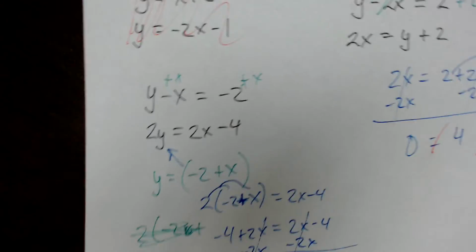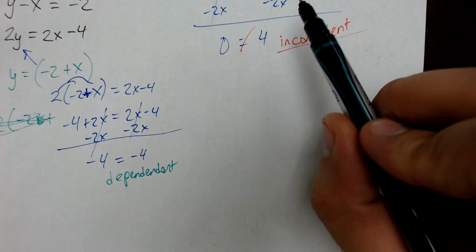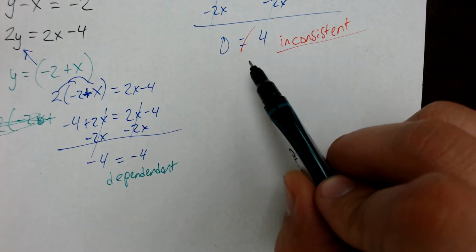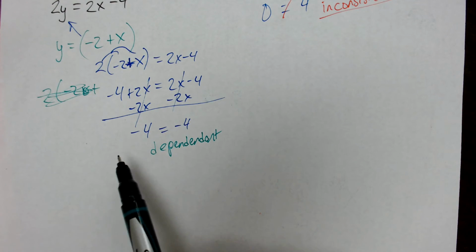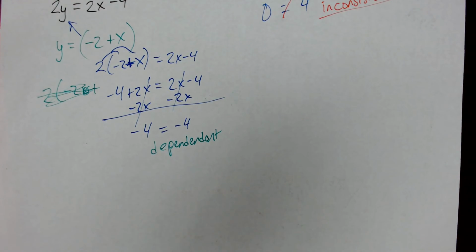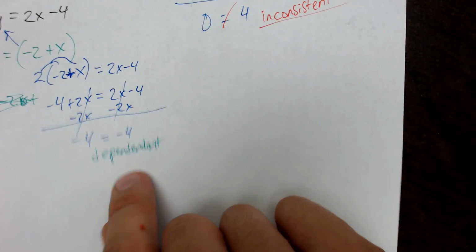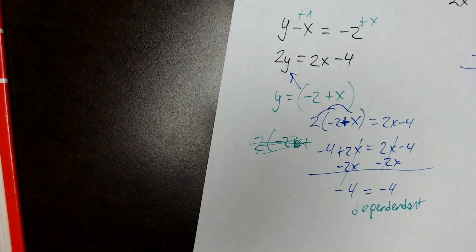And so the key thing here is for inconsistent equations, when you try to solve them, all the variables will go away and you're left with a statement that's false. That's how you know it's inconsistent. If it's dependent, you will try to solve the problem, all the variables will go away and you're left with a statement that's true. And then understand, inconsistent means these lines are parallel, dependent means that these are the same line. All right.